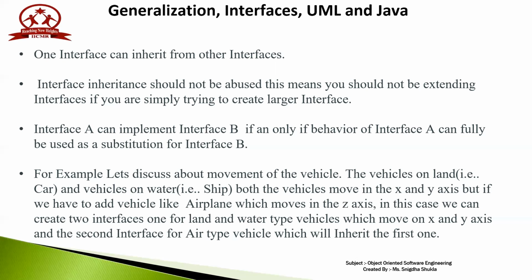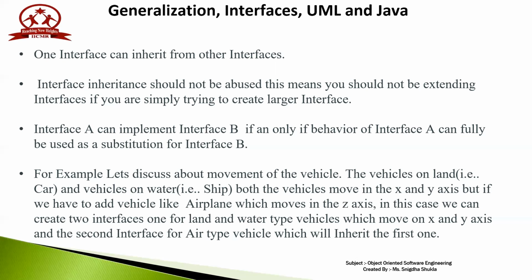I hope you all are understanding. So here we have a car and a ship, two vehicles. One runs on the road, and the other is on water. Both vehicles move in the X as well as Y axis. But there is another vehicle, that is the airplane, which moves in the Z axis as well, X, Y as well as Z. In this case, we can create two interfaces, one for land and water type vehicles, which move only on the X and Y axis, and the second interface for the air type vehicle, which will inherit the first one. Because the air type vehicle only has three parameters, that is X, Y, and Z axis.